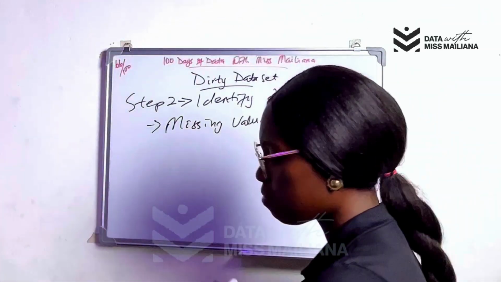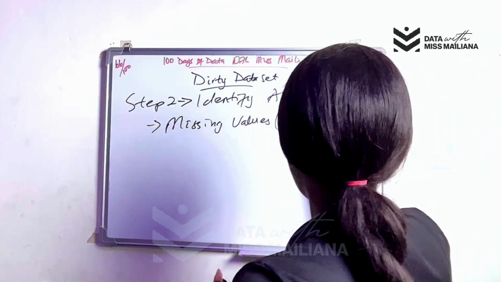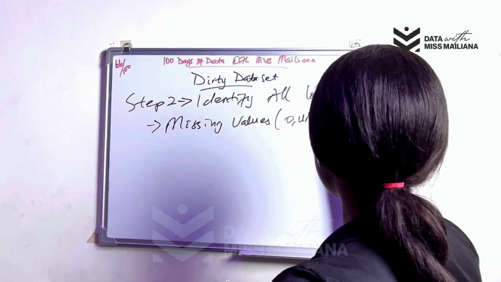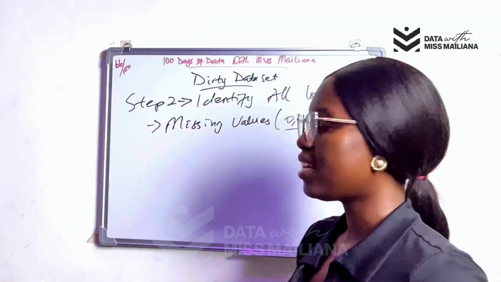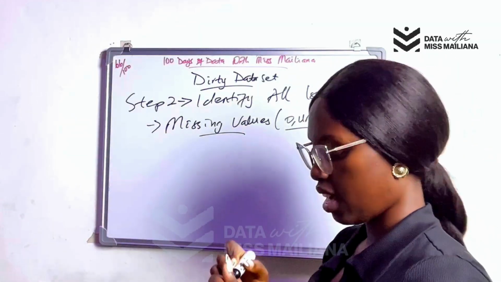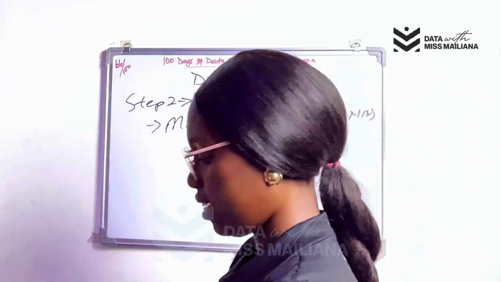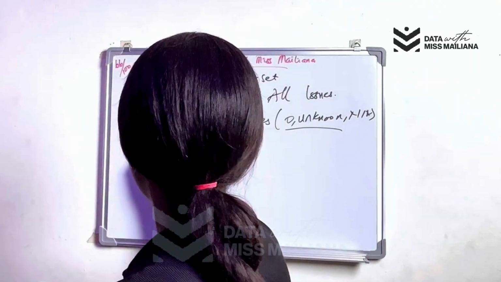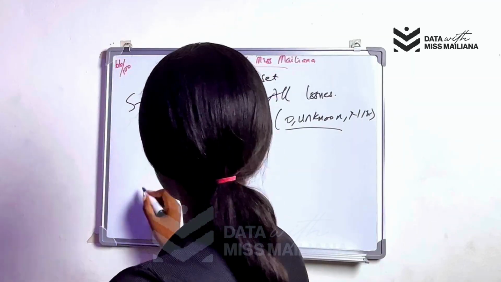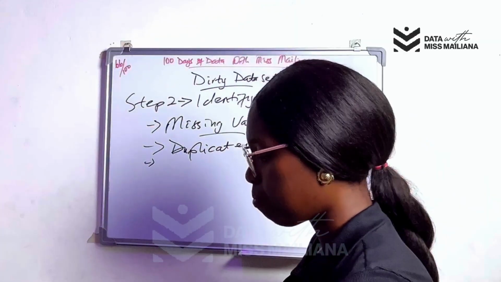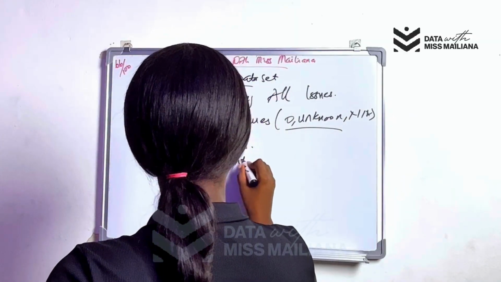Sometimes your missing values may be a 0 that wasn't included, may be unknown that wasn't written, or NA that wasn't written. Sometimes when you have data, you may want to delete some missing values, but sometimes you don't have to delete, you have to insert something. So you have to really identify all your missing values. The next thing is duplicates, which you have to identify as well. Then maybe inconsistent formatting.